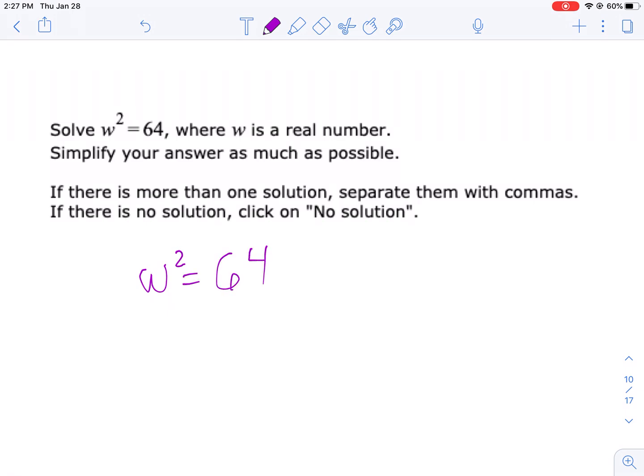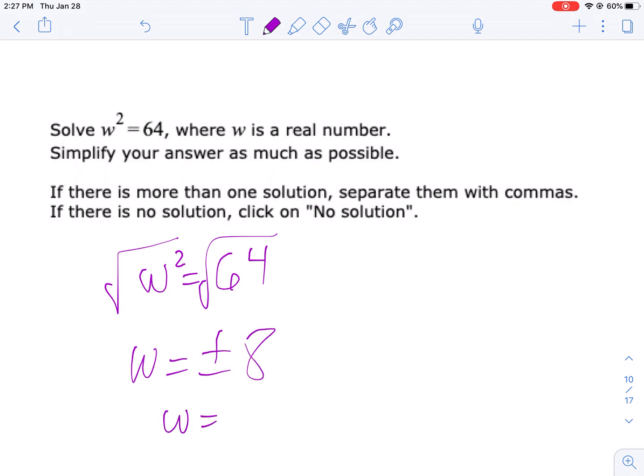Well, to get w by itself, we undo the squaring. So we square root both sides. So the square root of w squared is w equals plus or minus, what's the square root of 64? 8. So you should have typed in w equals 8, comma, negative 8. Or negative 8, comma, 8. The order doesn't matter.